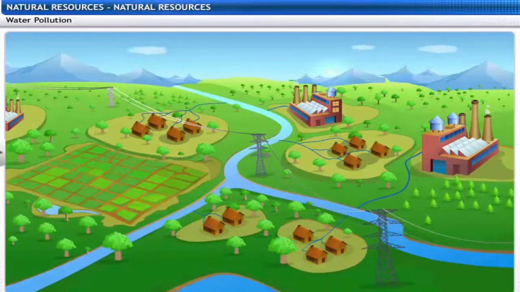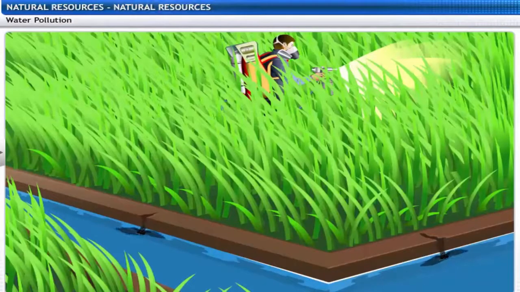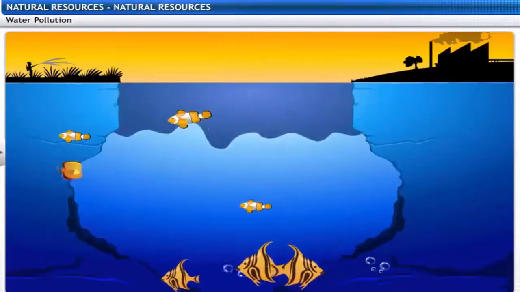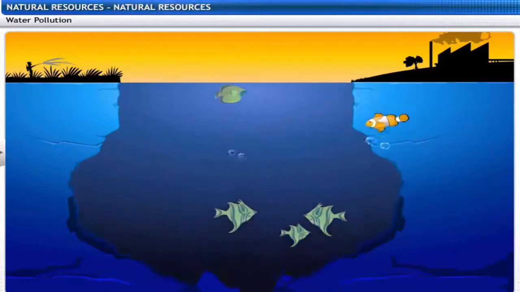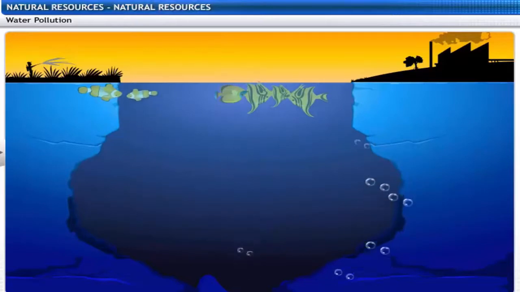Let's take a look at the causes of water pollution. Industry chemicals and urban sewage are dumped into rivers and lakes. Fertilizers and pesticides used in farms dissolve in water. Dissolved oxygen is needed by aquatic animals. A rise in the water temperature removes the dissolved oxygen and causes the death of many aquatic animals.